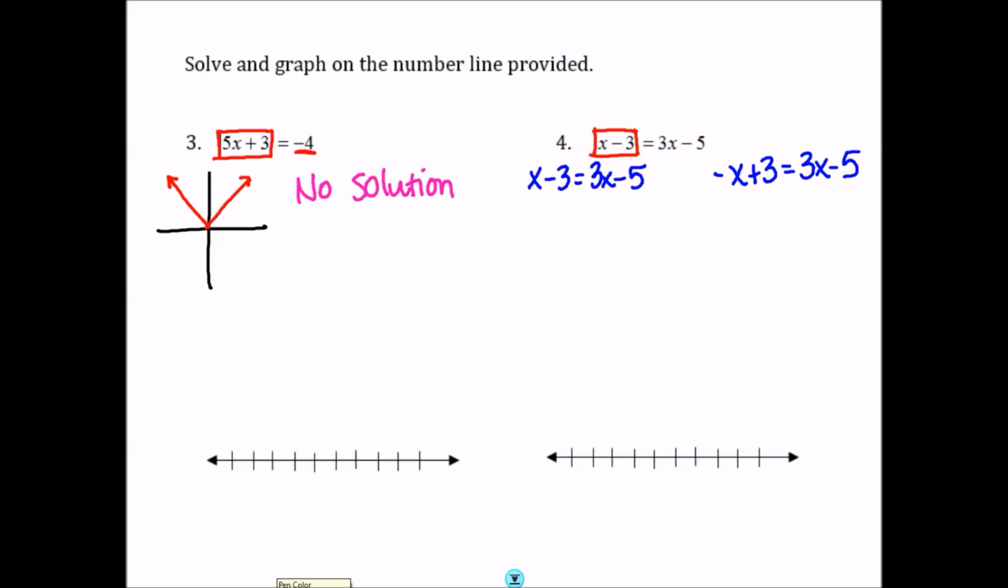Then we need to solve those equations. So if you move all the x's to one side of the equation and all the numbers to the other, if you subtract x from both sides, you get 2x, and then if you add 5 to both sides, you get 2, and then divide both sides by 2, you get x equals 1. For the other equation, if you add x to both sides, you get 4x. If you add 5 to both sides, you get 8. Then you divide by 4, and then you get x equals 2.